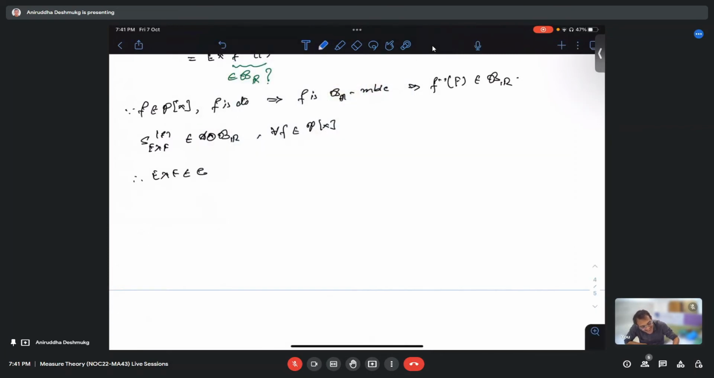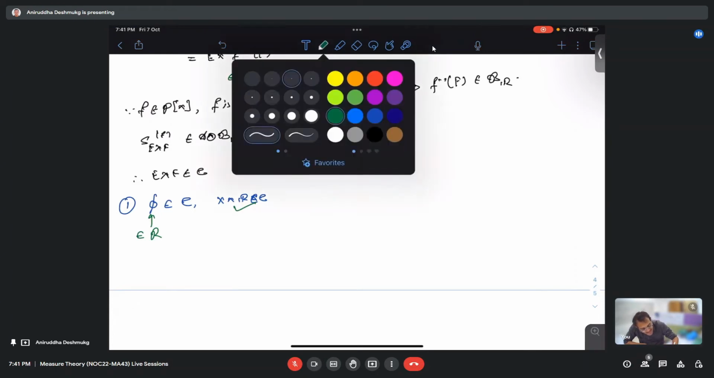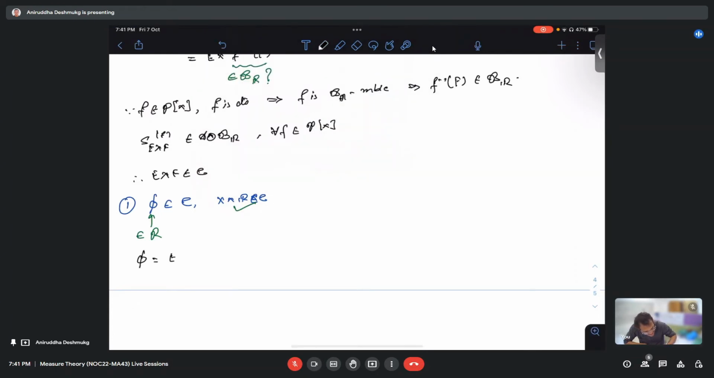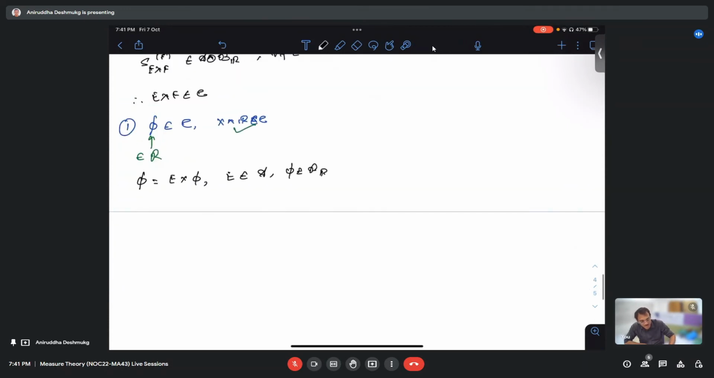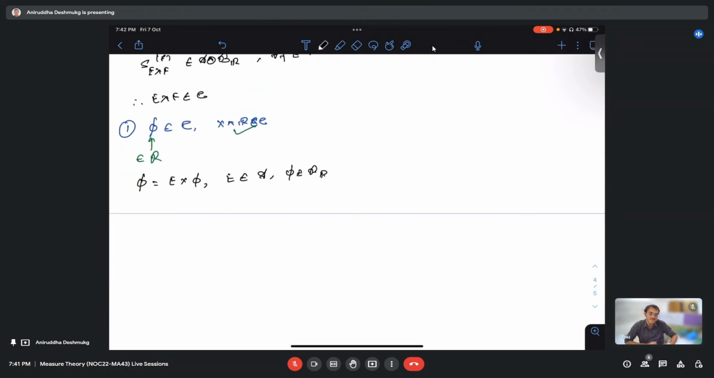Let us go through it quickly. The first point is we need to prove the empty set is inside C; X cross R is already inside C. The second part we have already shown. The first part follows because this is inside the set of all rectangles. The empty set I can write as E cross empty set, where E is inside the first sigma algebra and the empty set is inside the second sigma algebra. So it is a rectangle, and the empty set inside C and X cross R inside C follow easily.